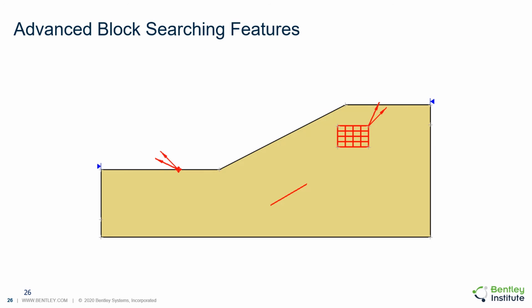You also have advanced block searching features that have been implemented in the software, based on points, lines, or blocks, which can be searched, and entry and exit angles. So you have a number of different methods that can be utilized for hunting and searching pieces of your slip surface and grouping that together in either a pseudo type of circular or a completely non-circular type of slip surface, such as those often found in rock mechanics.